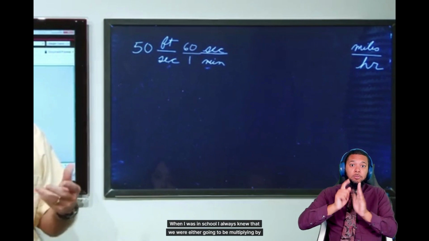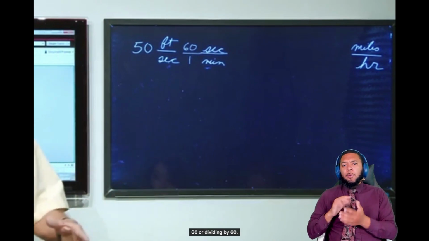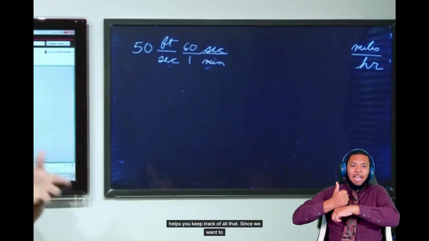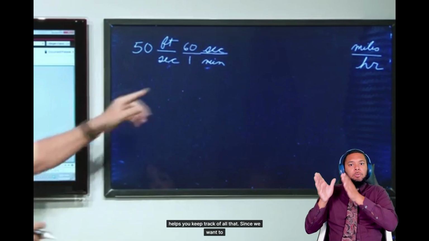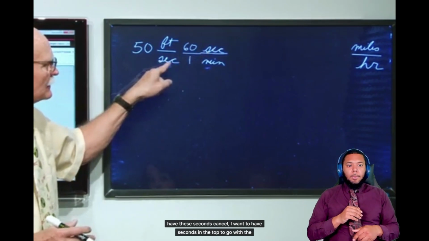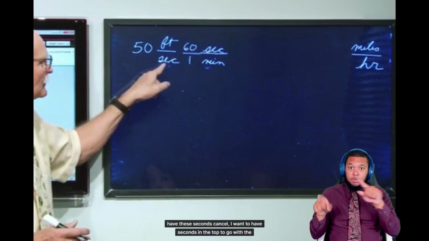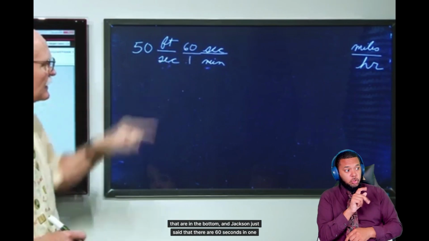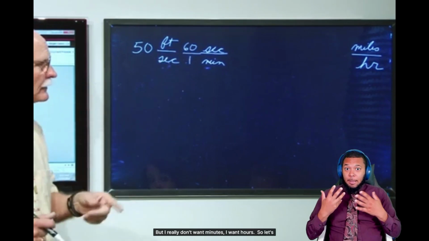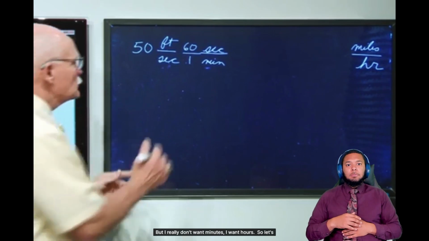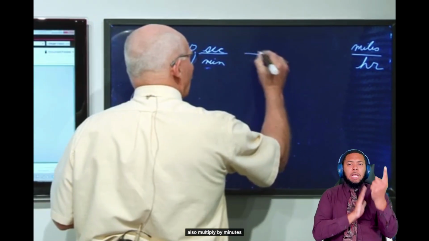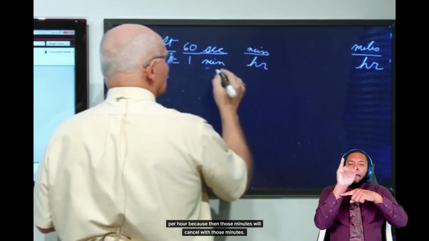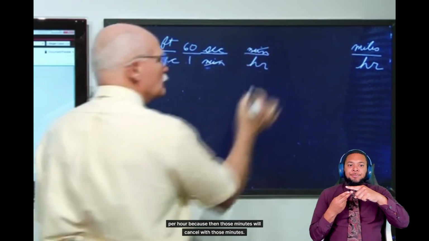When I was in school, I always knew that we were either going to be multiplying by 60 or dividing by 60, but this way of setting this problem up helps you keep track of all that. Since we want to have these seconds cancel, I want to have seconds in the top to go with these seconds that are in the bottom, and Jackson just said that there are 60 seconds in 1 minute. But I really don't want minutes, I want hours. So let's also multiply by minutes per hour, because then those minutes will cancel with those minutes.